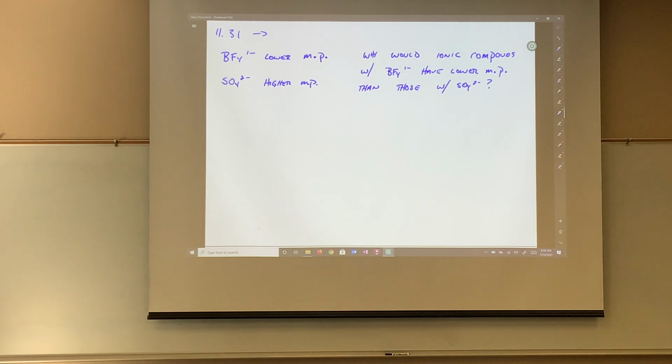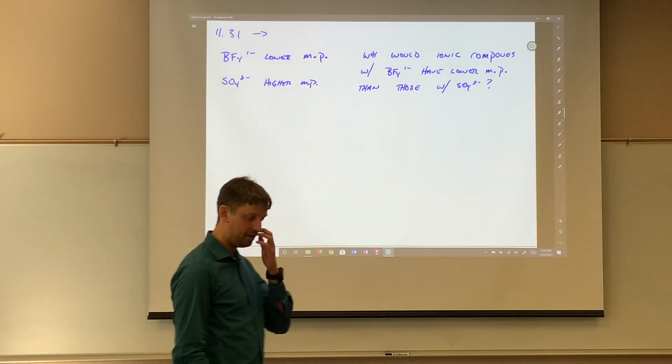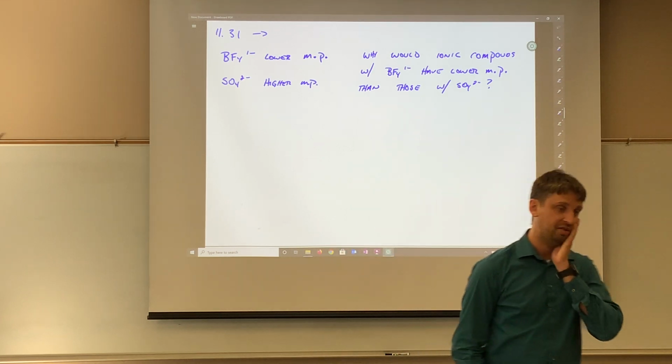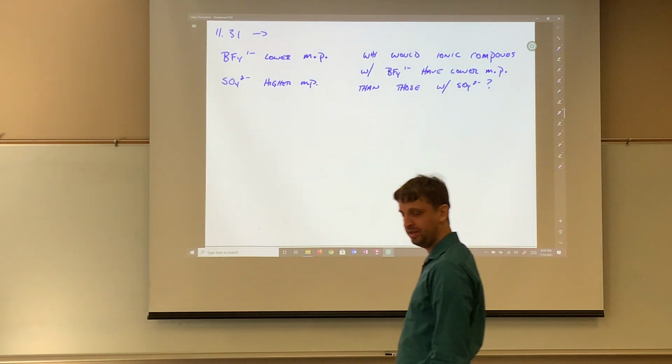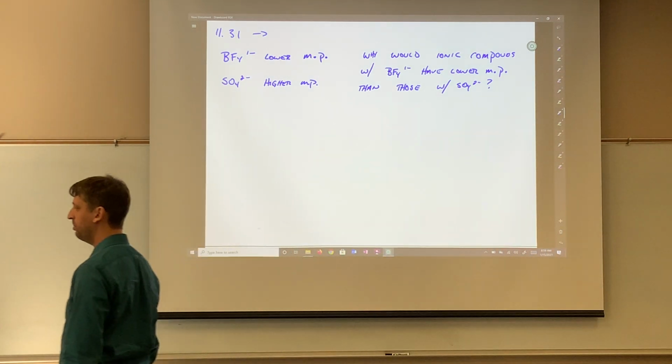Are they both tetrahedral? Yes, they are. And that's important. So the book gives you that information, but that would be something good to assess in case it didn't. It does tell you they both have the same geometry, both tetrahedral.